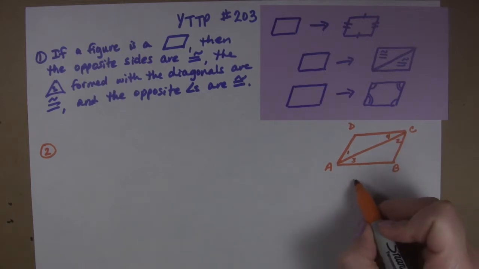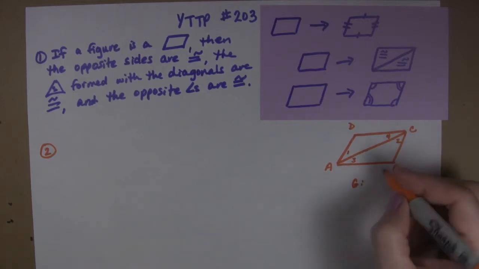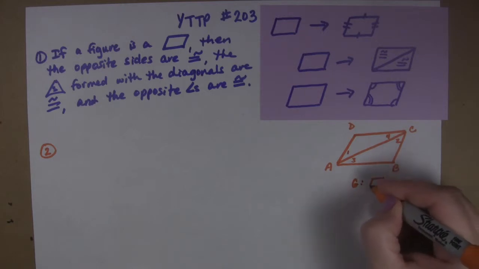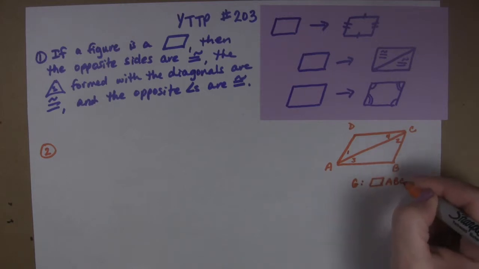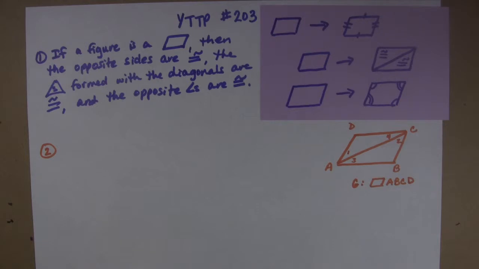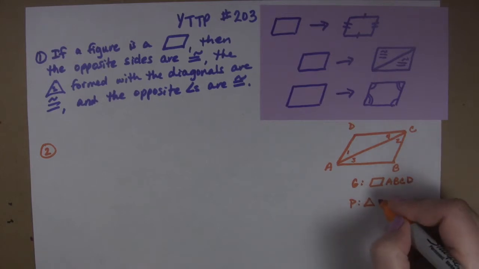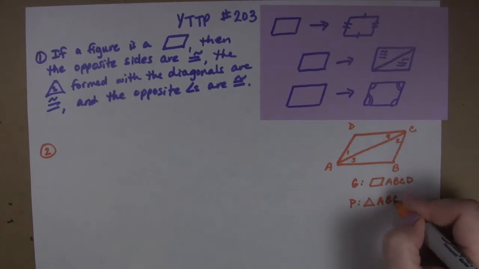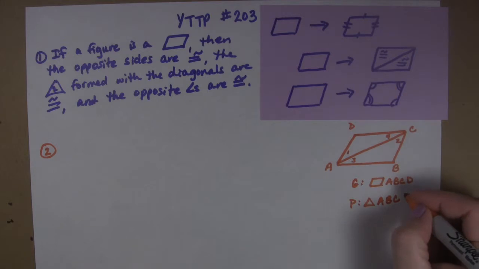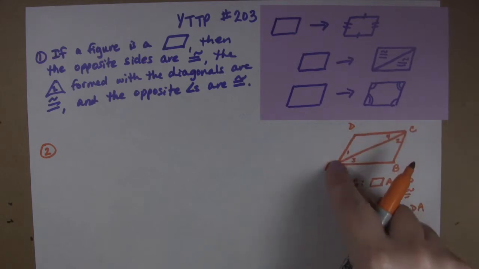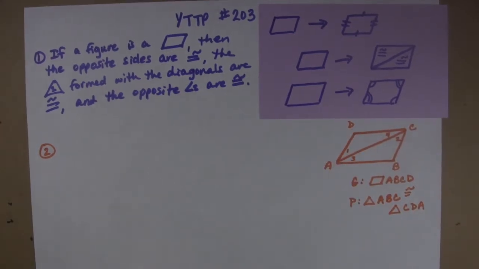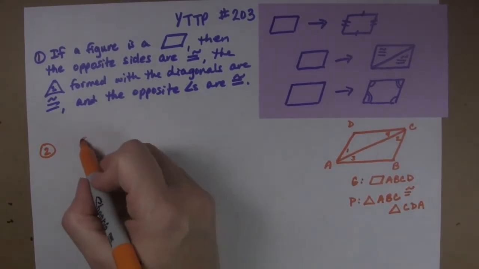Okay, so we are given that this is a parallelogram. So ABCD is a parallelogram. And we want to prove that triangle ABC is congruent to triangle CDA. Okay? All right, so that's what we're after, so let's get to it.